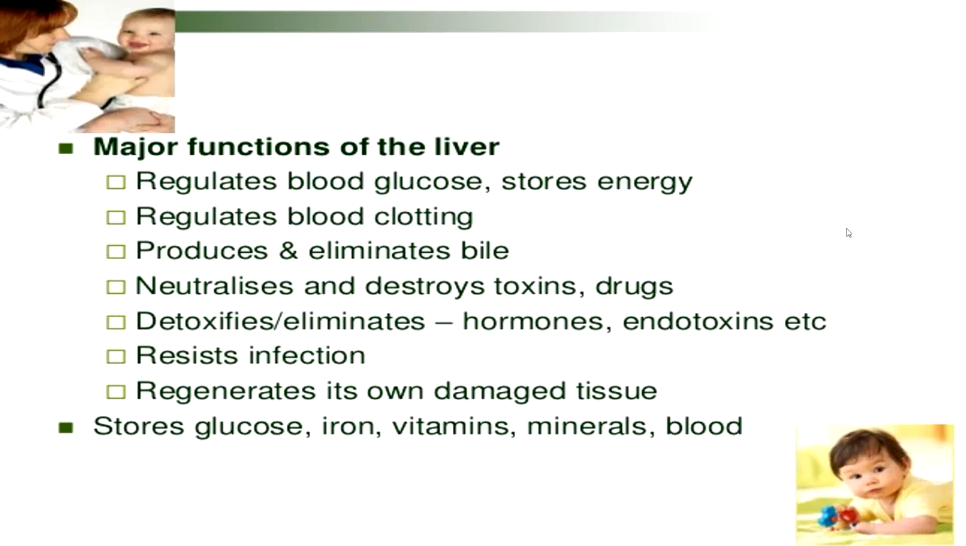The liver eliminates and detoxifies a number of substances like hormones and endotoxins, which would otherwise cause harm to the baby. The liver is a very important source of immune mechanism in the body, and it resists infection. And nature has given the liver a very important ability to regenerate. Whenever there is extensive liver damage, the liver cells start regenerating. The liver is also an important organ that helps to store glucose, iron, vitamins, minerals, blood, and so many other things. So all of them ultimately show that the liver is a very important vital organ of the body.